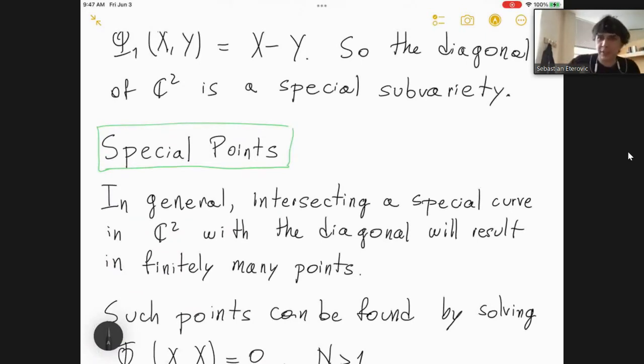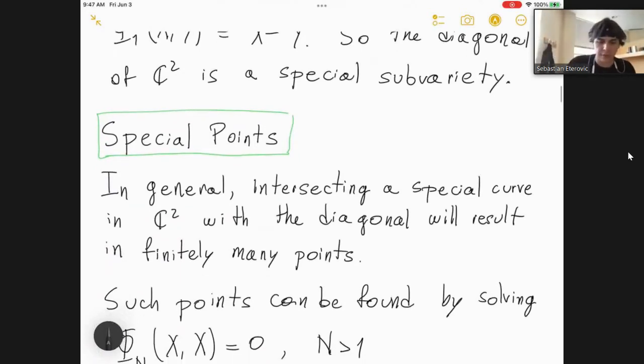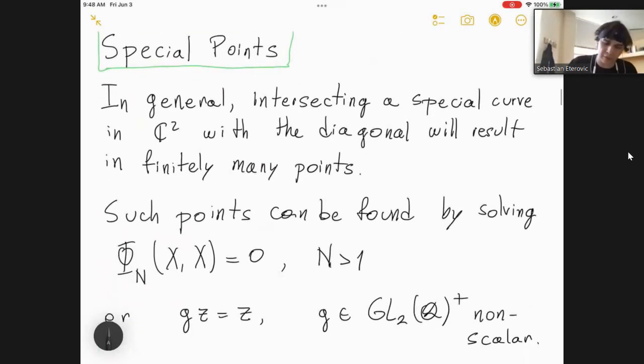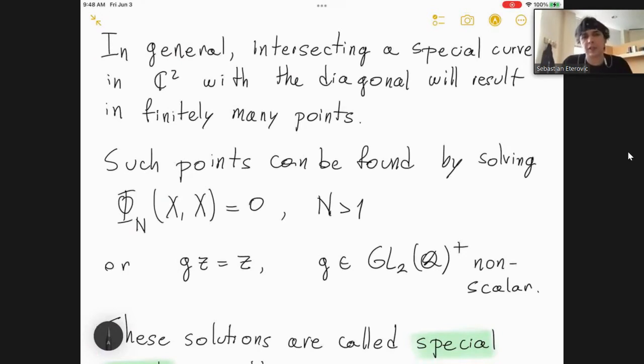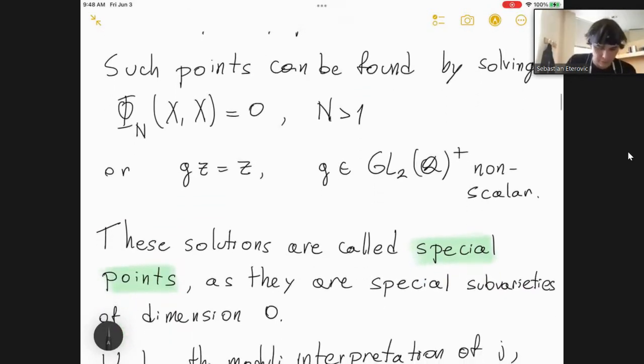So in general, if you intersect one special curve with the diagonal, unless you already chose the diagonal, then that intersection should give you finitely many points. And those points can be found by, for example, solving this polynomial, finding the roots of this polynomial now in one variable, phi n of x, x. Or also, because of this equivalence between the Möbius action and modular polynomials, you can also try to find the fixed points of non-scalar matrices. And then apply J to those solutions, and those will be the corresponding special points. They are special points in the sense that they are special subvarieties of dimension 0.